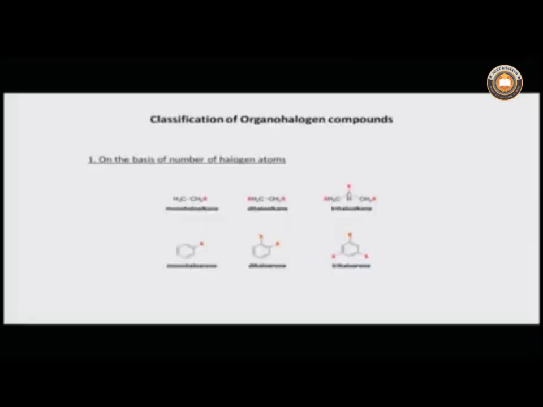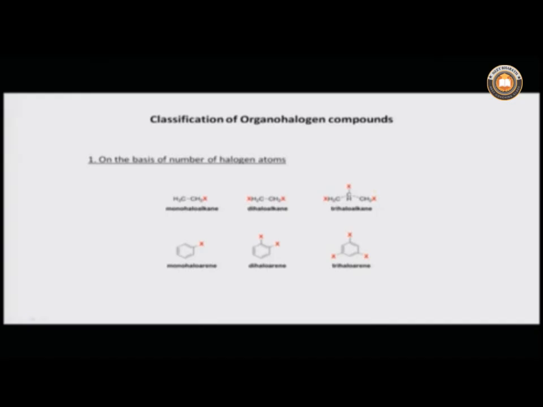And the third one is trihaloalkane, where I have 3 halogen atoms attached to 3 different carbon atoms of a propane based molecule. The classification continues to be the same even in the case of aromatic compounds.